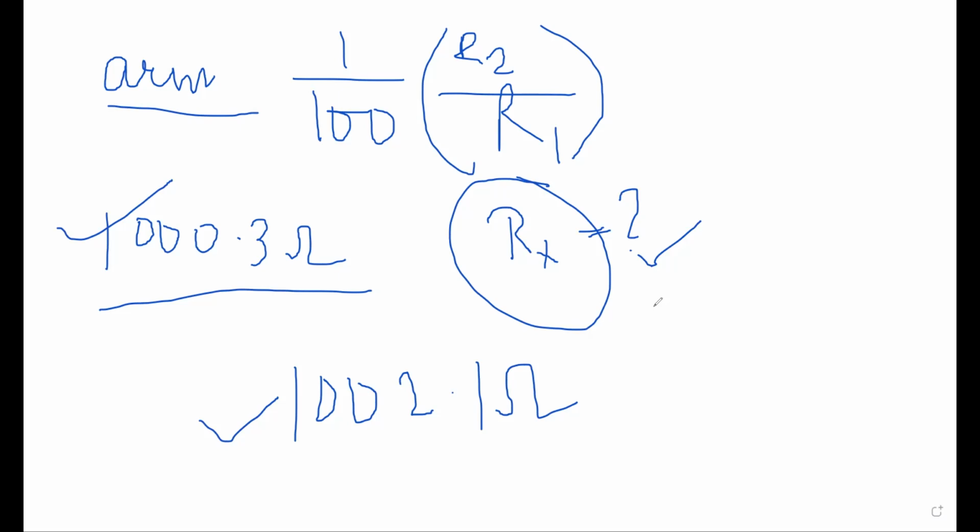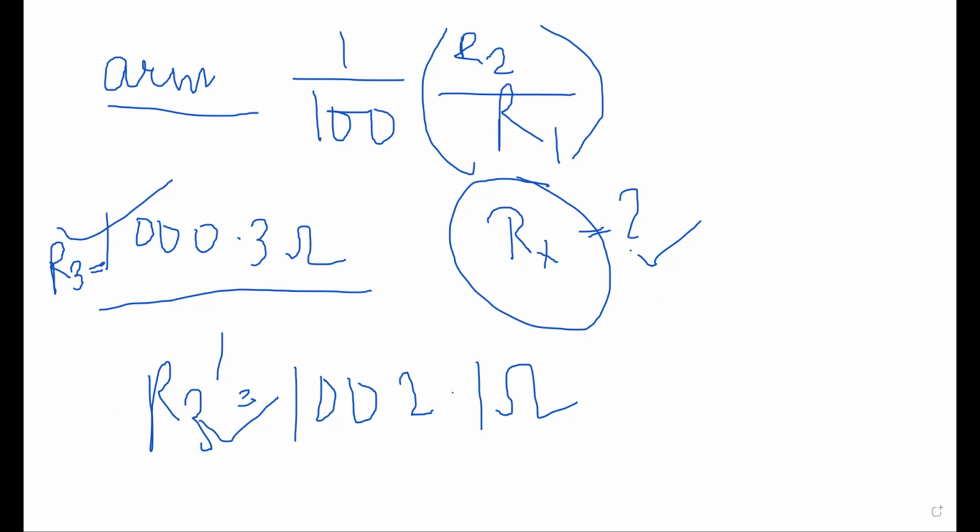Okay, so you have two values of R3. One is the old value of R3, that is 1000.3. This is R3 old, and this is R3 new. I'm denoting it with a dash. So R3 dash is 1002.1.